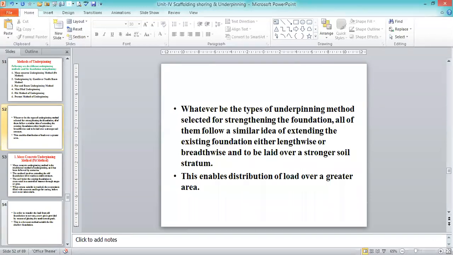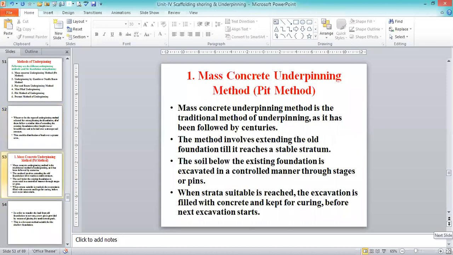Now, first method, mass concrete underpinning method or the pit method. The mass concrete underpinning method is the traditional method of underpinning, as it has been followed for centuries. This is the oldest method we are going to be using for simple cases. I already explained that it is only for simple cases.